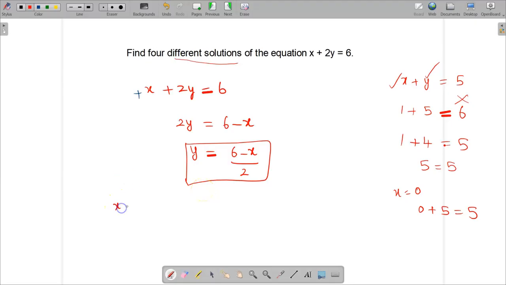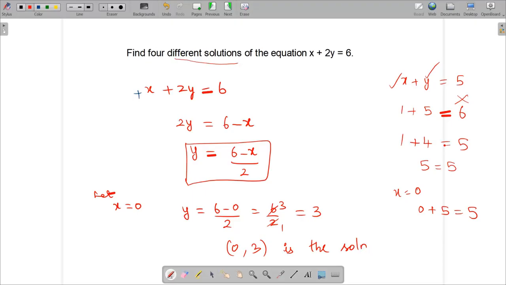So let me take x equal to 0. Okay, so let x equal to 0. So what will be the value of this? So 6 minus x, with x equal to 0, means 0 divided by 2. So 6 minus 0 it is what? 6. 6 by 2. So 2 1s are 2, 2 3s are 6. So 3 by 1 is what? 3. So x equal to 0, y is equal to 3. So what is the solution? First solution 0 comma 3 is the solution. Okay, so 0 comma 3 is the solution of the equation. Okay, it is the one solution.